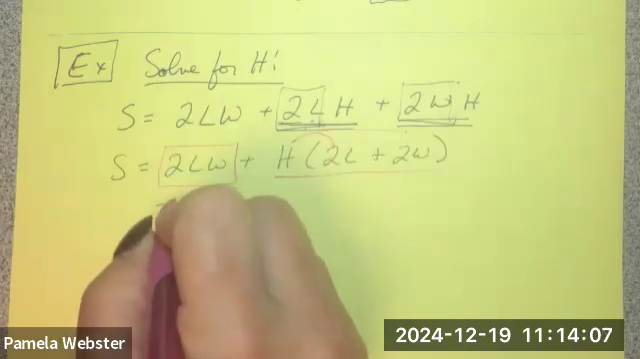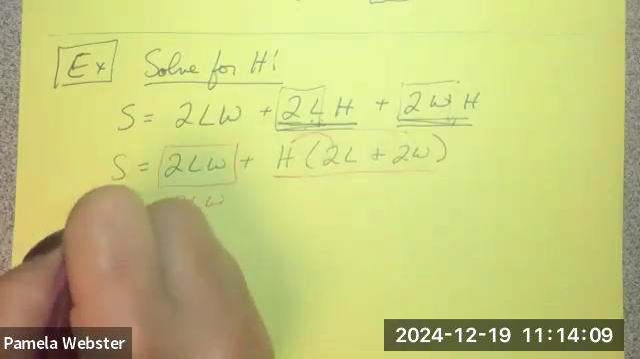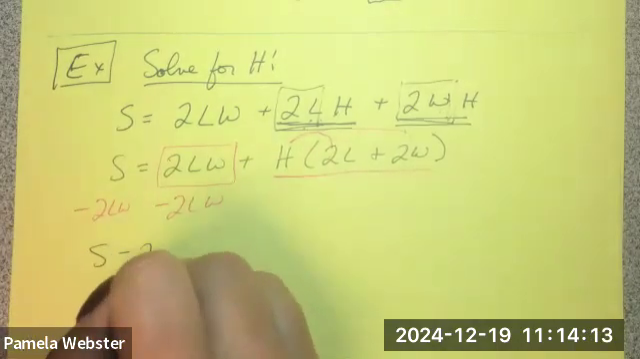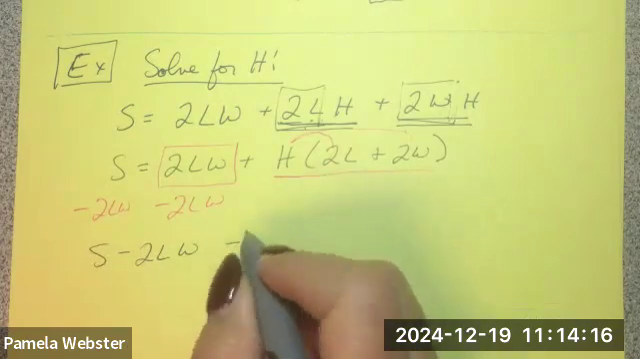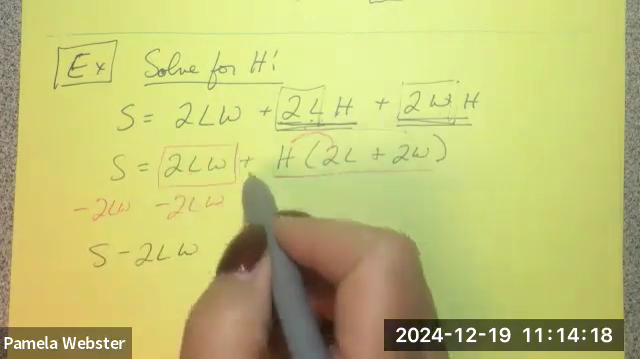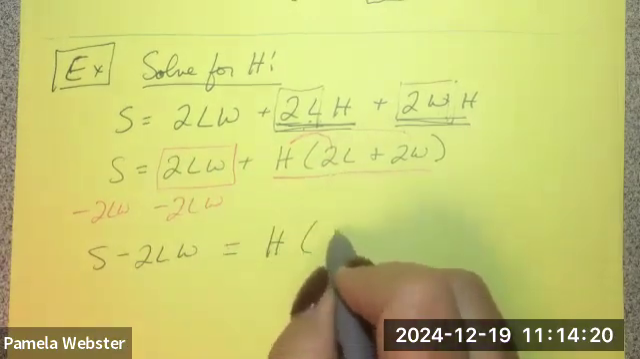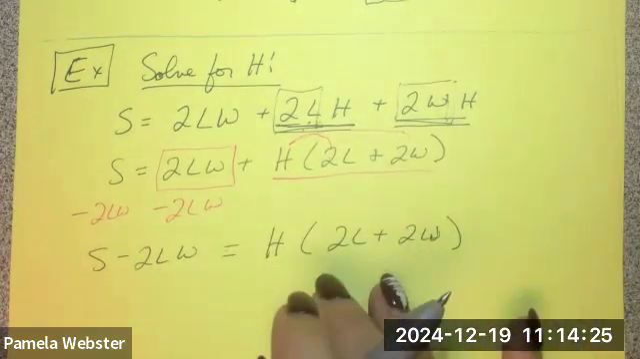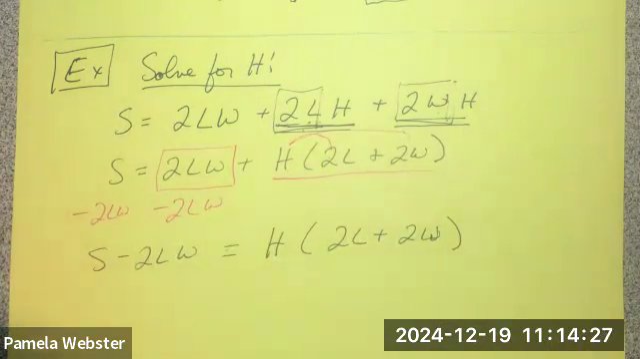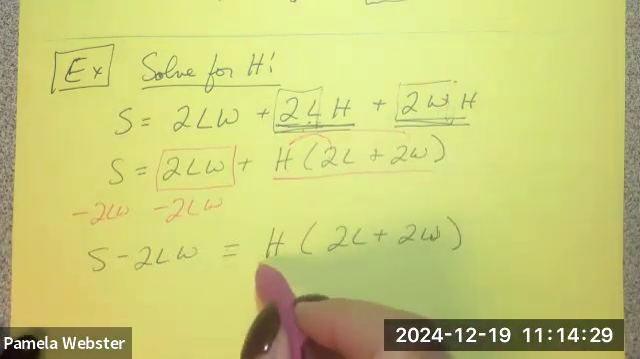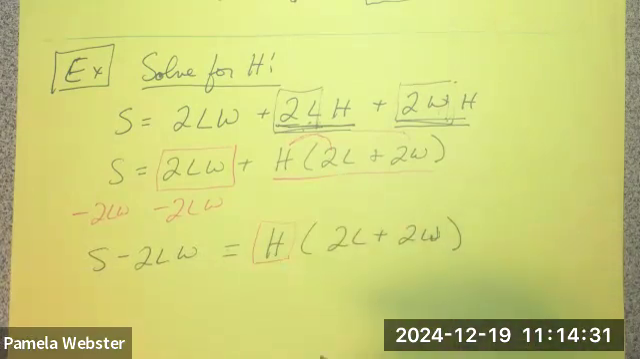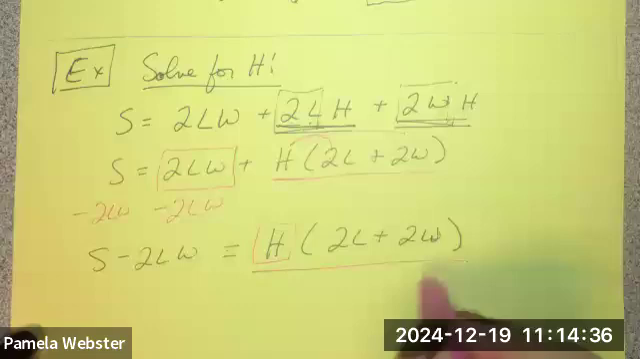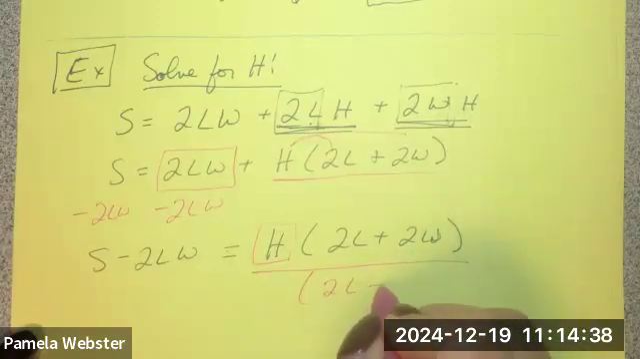Okay, it's being added, so I'm going to subtract it, minus 2LW, and that will give me S minus 2LW, because I moved that guy over, equals H times 2L plus 2W. Now looking at it like that, I say, oh, that's the H guy that I want to get by himself, right? He's being multiplied. That's exactly where I wanted him. So to get rid of all this other stuff, I'm going to divide by all that other stuff.